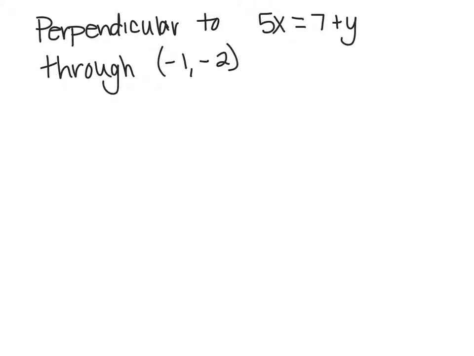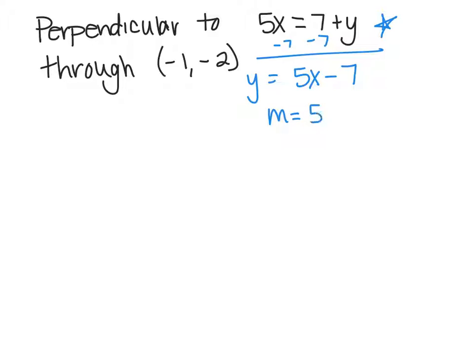Right, my goal here is to find an equation of a line that is perpendicular to the line given but goes through a specific point. So the first thing I need to do is look at this piece and find my slope. So I'm going to subtract 7, and when I do that, I get 5x minus 7, and I'm just going to put the y on this side because it's helpful for me. So I know the slope right now is 5.